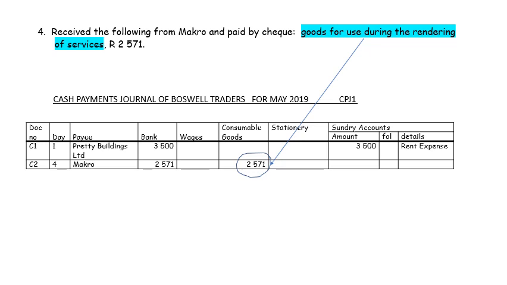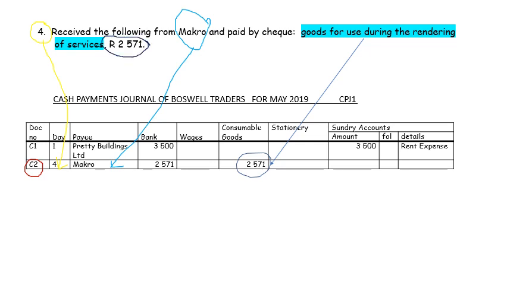Received the following from Macro and paid by check: goods for use during the rendering of services. Obviously, it is now going to be check number 2 because check number 2 follows check number 1. The date is the 4th, so we're going to record this on the 4th. Who's getting this check? Macro is getting the check, so the payee is Macro.